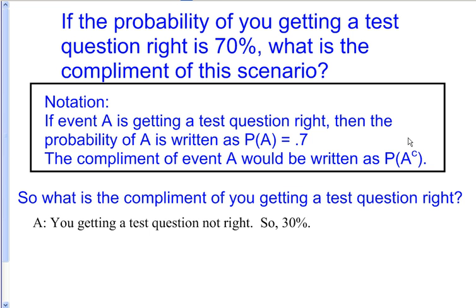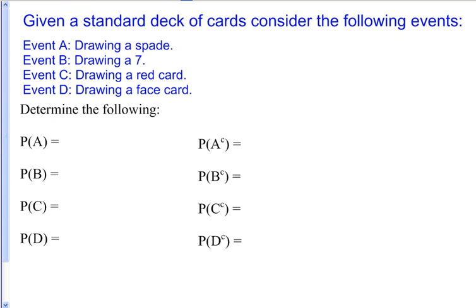So let's look at a couple other examples to hopefully clear this up just a little bit here. Given a standard deck of cards, consider the following events. Event A is you draw a spade. B, you draw a 7. Event C, drawing a red card. And event D, drawing a face card. So let's figure out the probability of each of the following. Probability of A, what's the probability that you draw a spade? Well, there are 13 spades in the deck. So it would be 13 out of 52, which reduces down to 1/4.